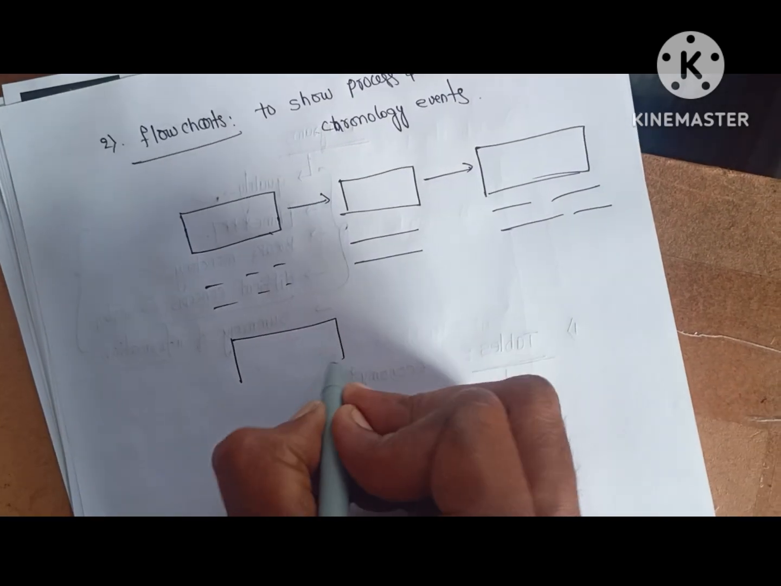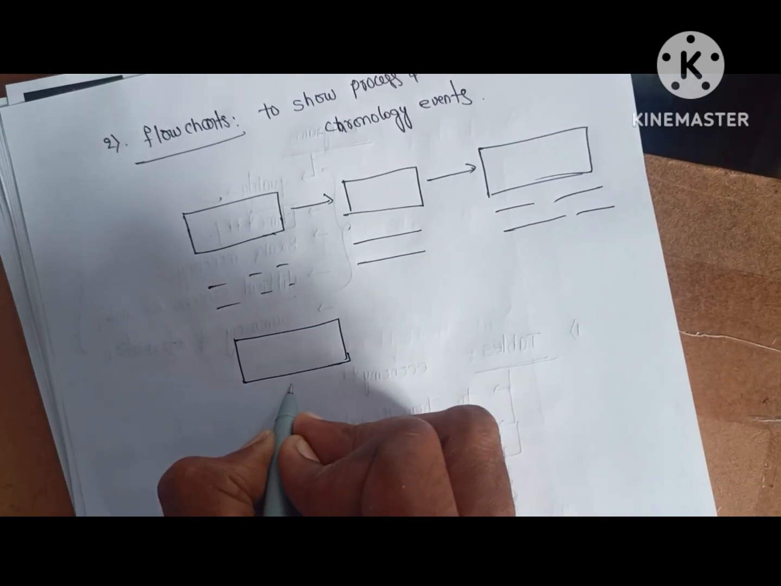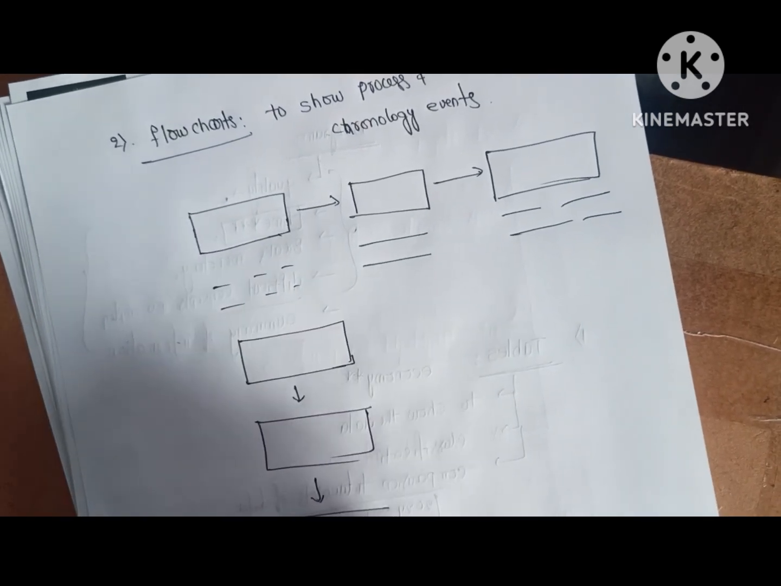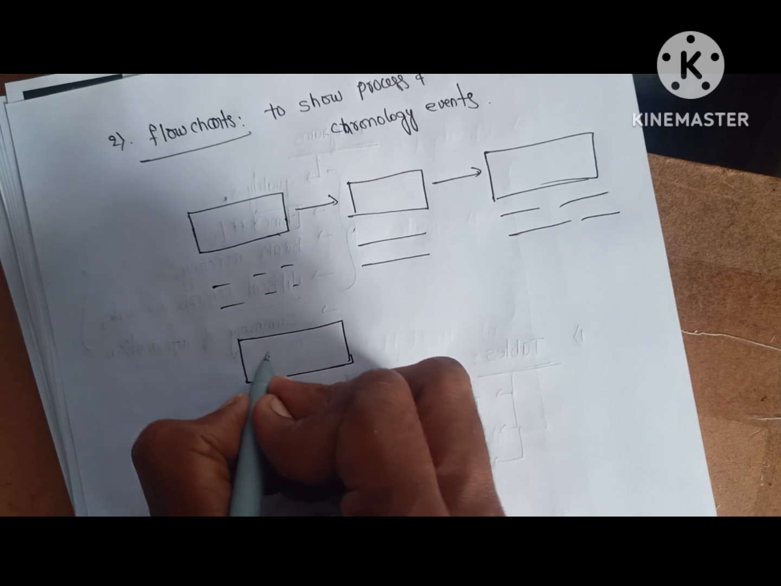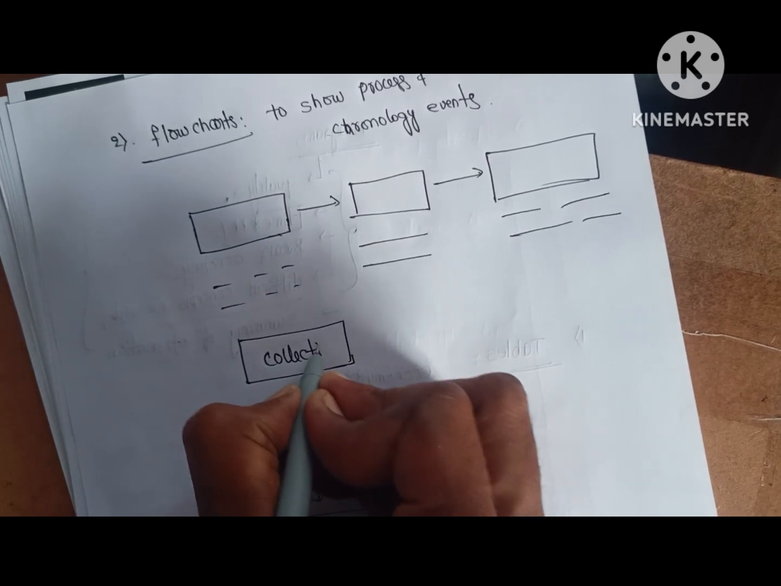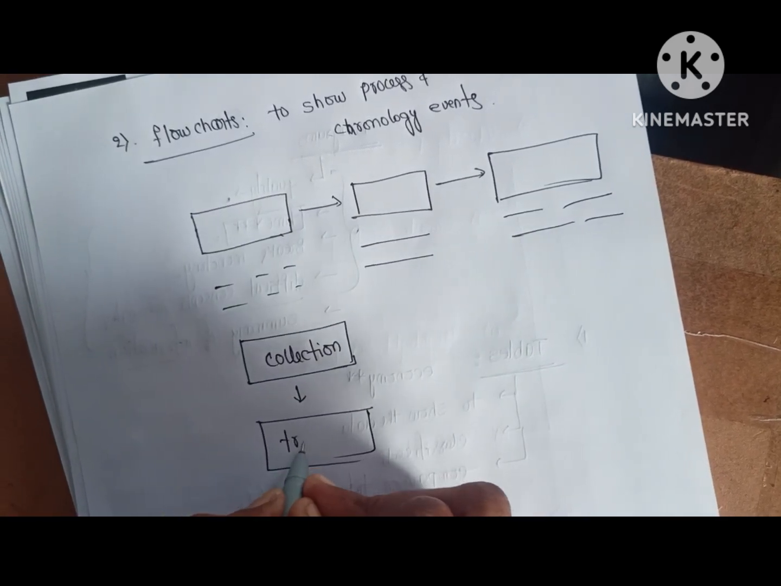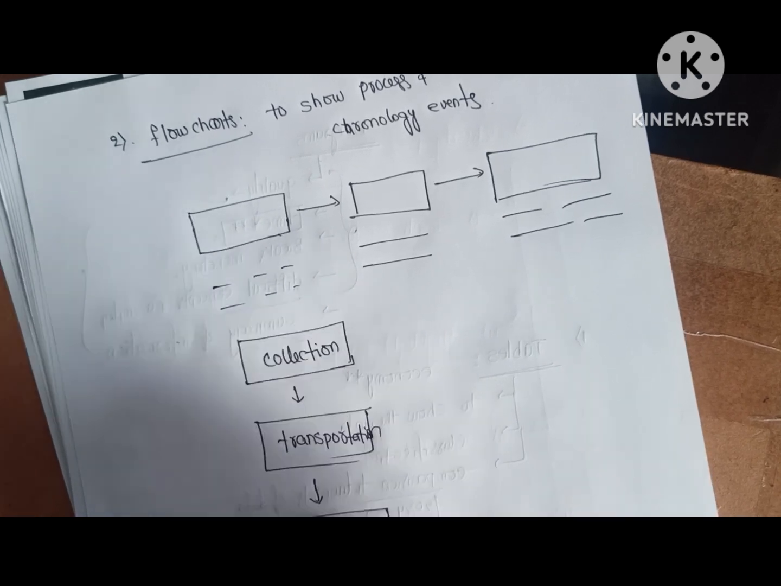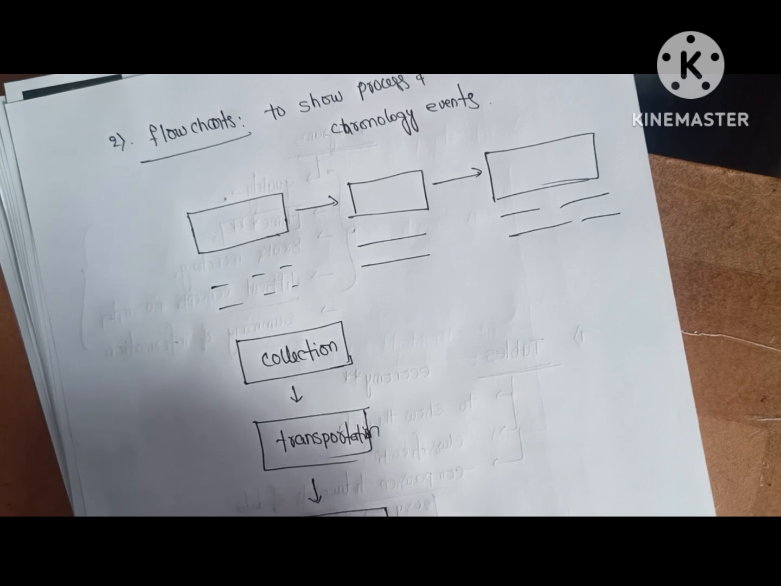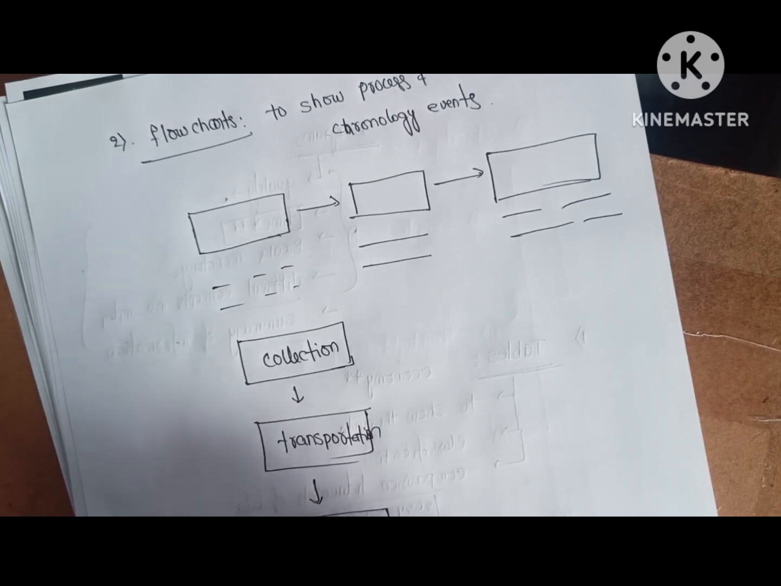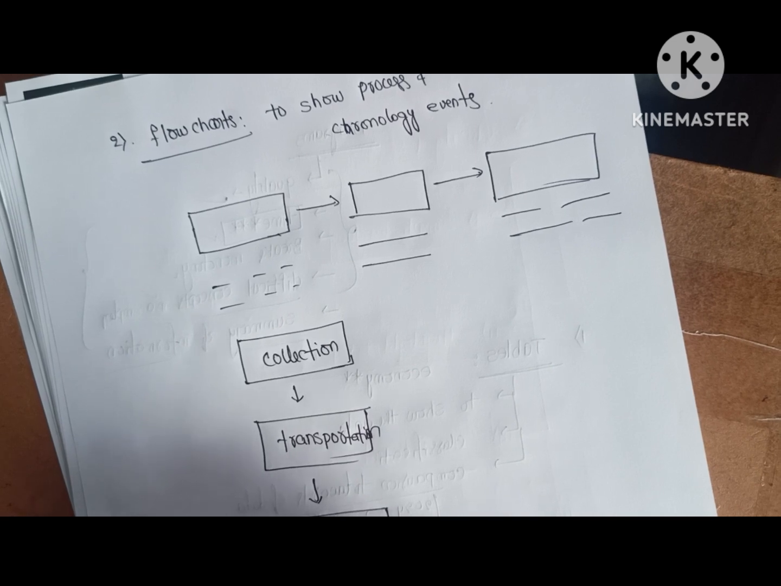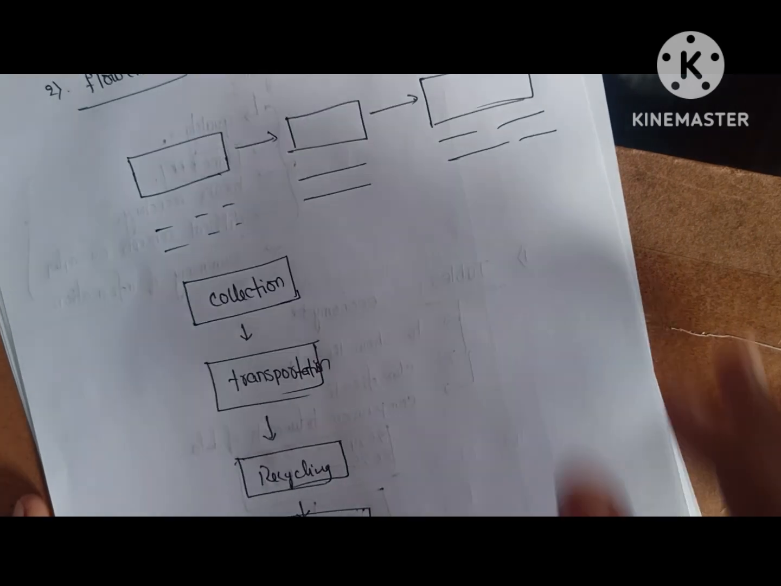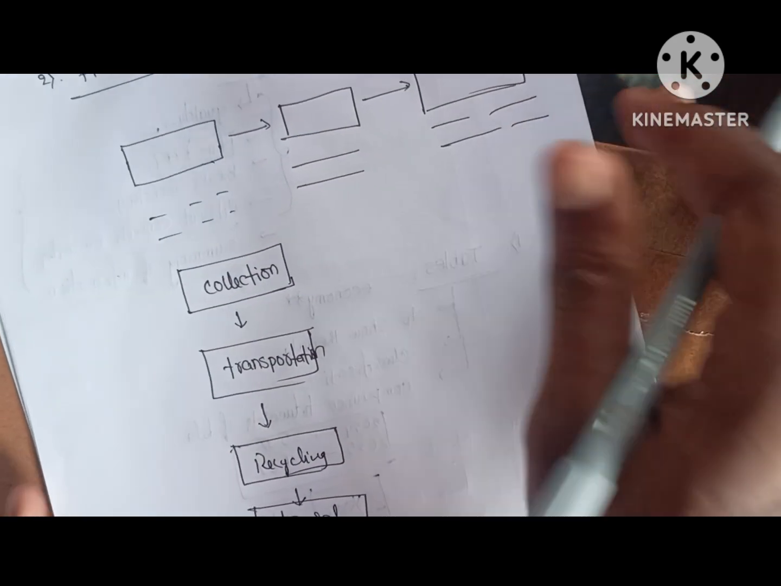And next, try to explain the various steps involved in a process with a flowchart like this. For example, in solid waste management, collection is the first step, the second step is transportation, then recycling, and the final step is disposal. Like this you can draw flowcharts to explain difficult processes.